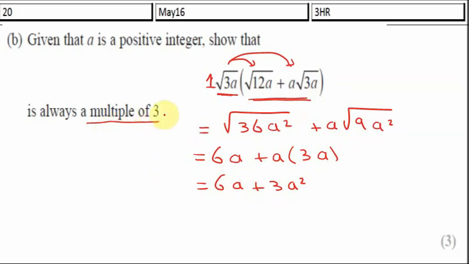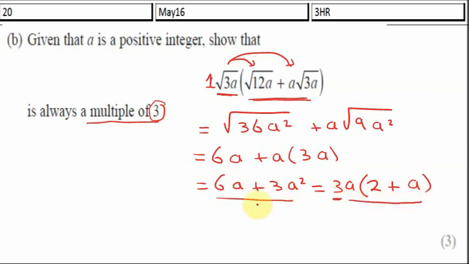How can I show that it's a multiple of 3? Multiple of 3 means any number multiplied by 3, or any expression, any term multiplied by 3. So just here you can take 3 as a common factor, or take the highest common factor for this expression. For example, I can take 3a, and in brackets now we will divide each term by 3a, so 6a divided by 3a equal 2, plus 3a squared divided by 3a is a. So we have all this expression multiplied by 3, so now it's a multiple of 3 already.